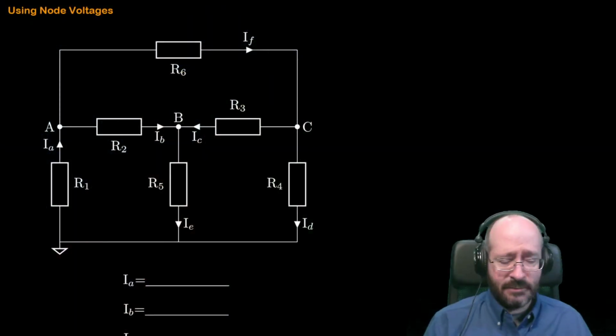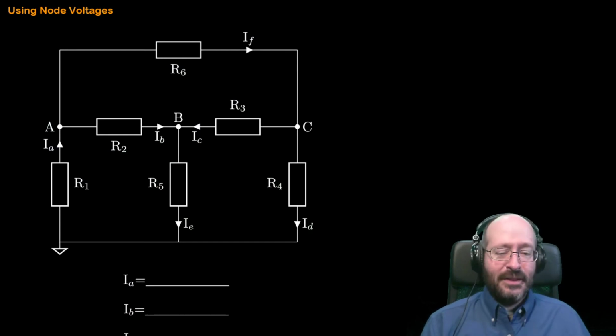We would like to be able to do this. I want you to realize that once you know the node voltages, you can find any other value in the circuit. And that's what's really nice about some of these methods of analysis. Mesh analysis, if you know the mesh currents, you can find any other value in the circuit. If you know the node voltages, you can find any other value in the circuit. It's pretty stinking useful.